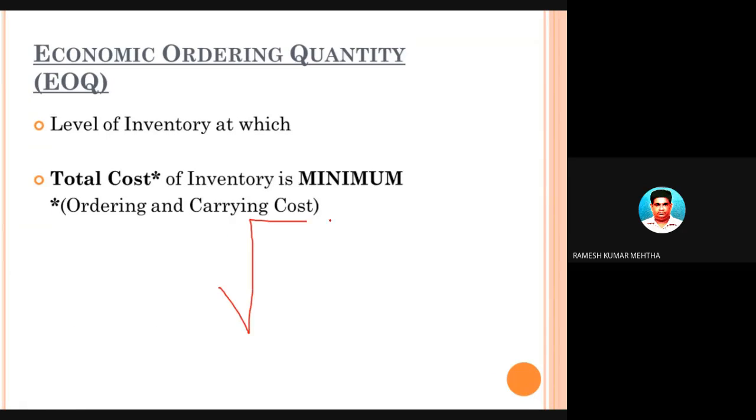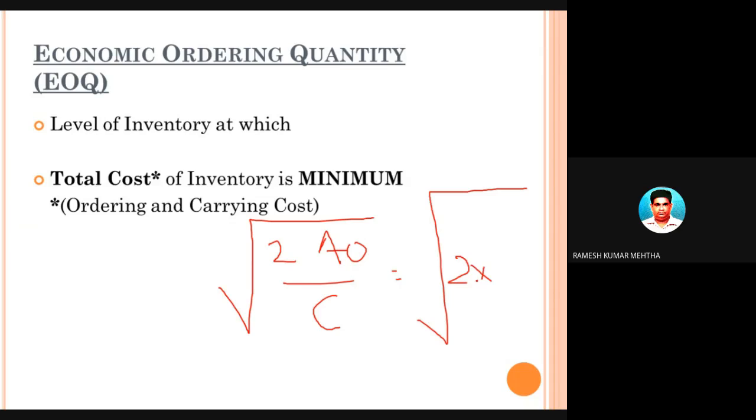So the economic order quantity is given by the formula 2AO by C. When you have huge data, instead of calculating in Excel and finding the optimal quantity, you can use a formula for economic order quantity. So it is 2A, annual consumption. If you remember, it was 30 units per week, into O, where O is the ordering cost.